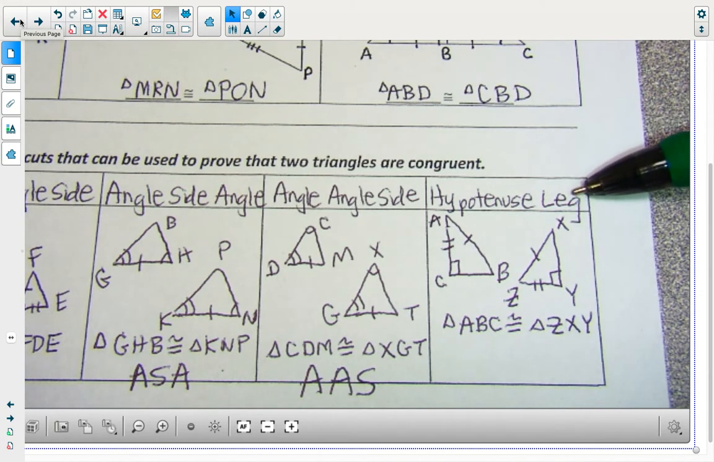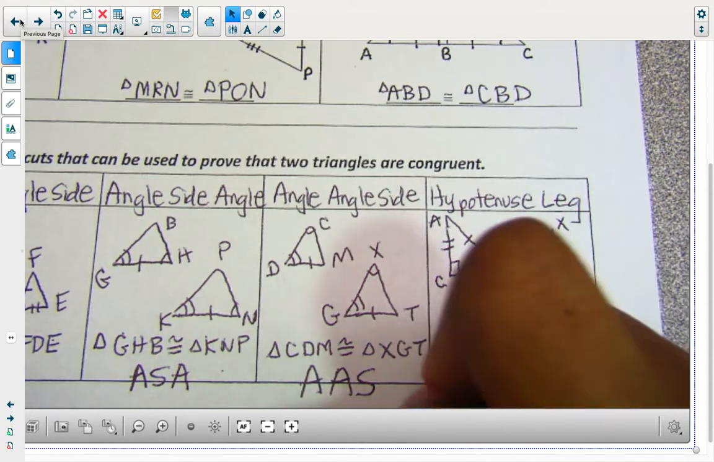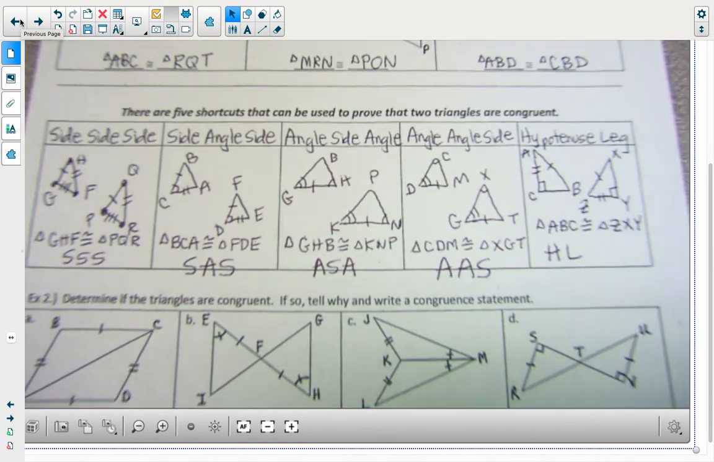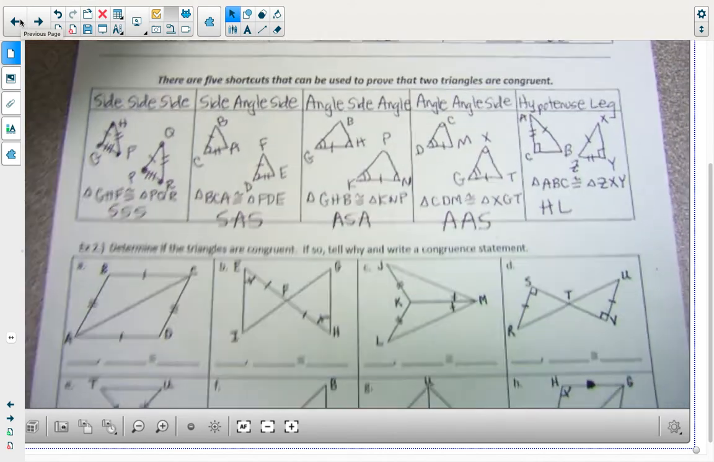Leg can be either leg. So for this particular example, ZY corresponds to AC. So these two triangles are congruent to each other by hypotenuse, leg. So if they share a hypotenuse that's congruent to a leg, then they are congruent by hypotenuse, leg. So we're going to take these five: side, side, side; side, angle, side; angle, side, angle; angle, angle, side; and hypotenuse, leg, and we're going to determine if triangles are congruent. And then if they are, we're going to state what the congruency theorem is, and then we're going to match up the corresponding parts. So that is at the bottom here.